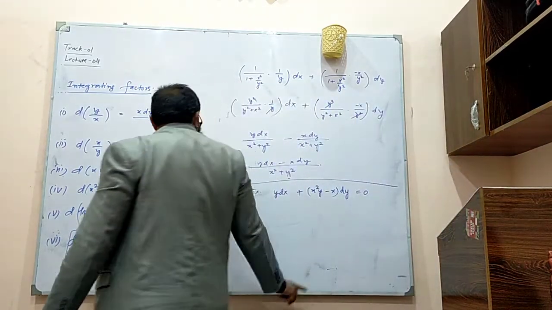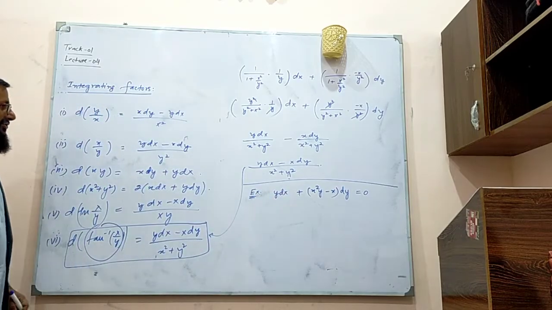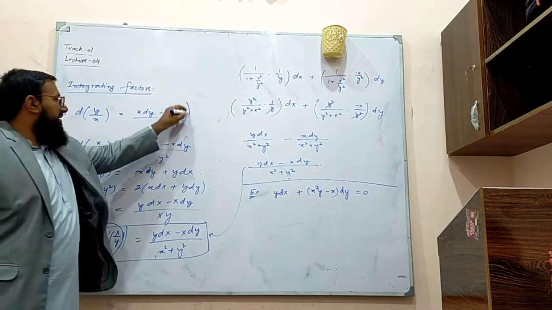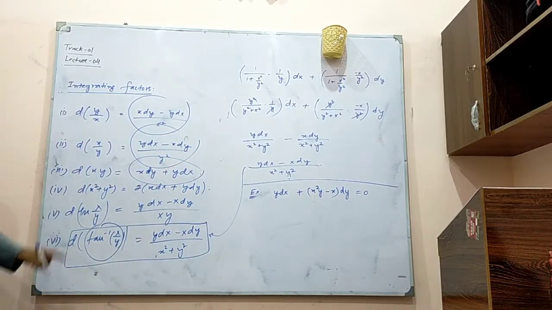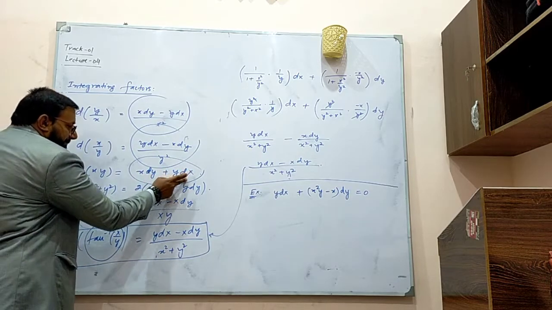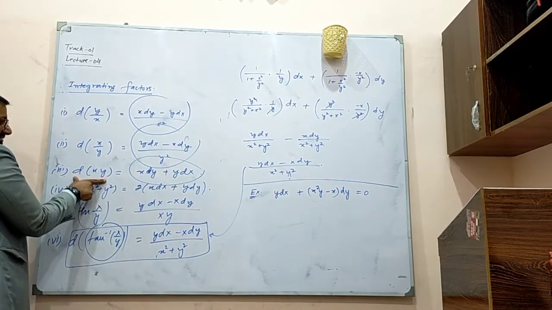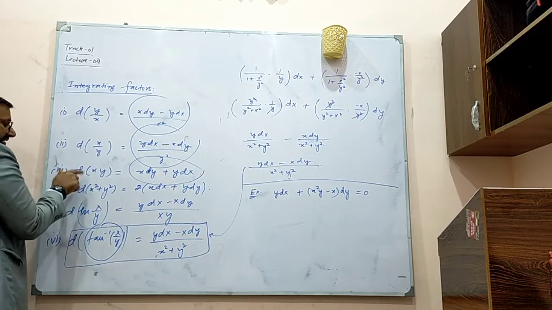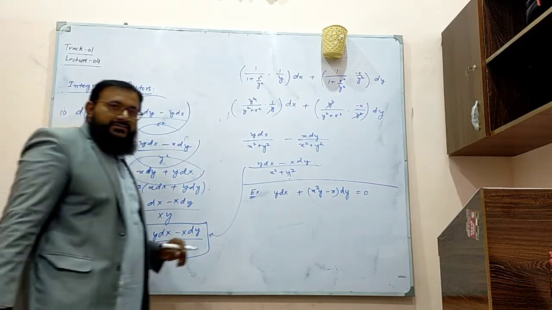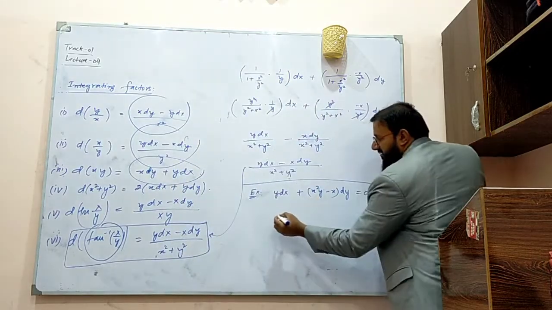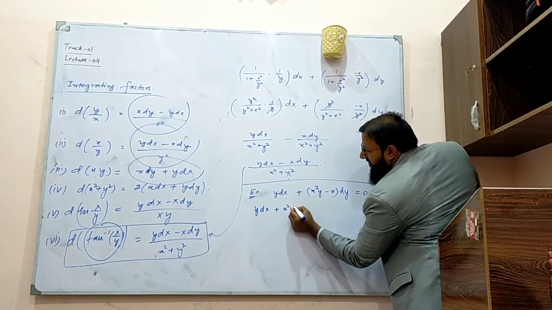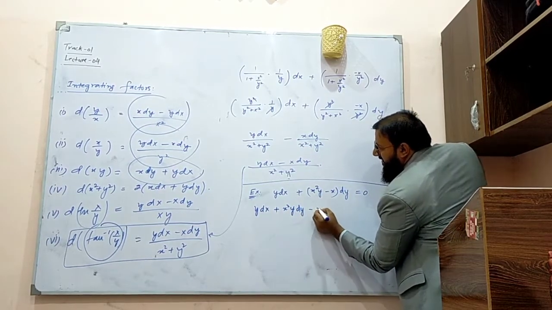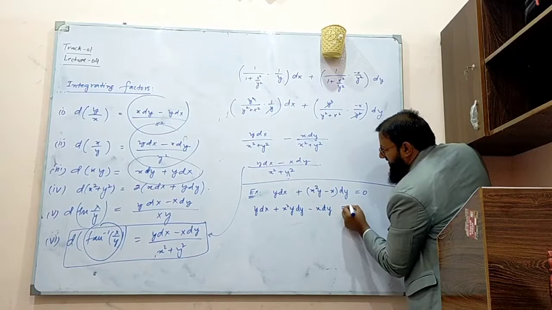What you need to do, you have to manipulate this so that you may create either this form or this form or this form out of these all. You have to manipulate this equation. Then if you get, let's say, this form, then you can replace this with this. Then when you integrate, the integral and differential cancel out and you are done. So how to do this? You can see this is y dx plus x square y dy minus x dy equals 0.